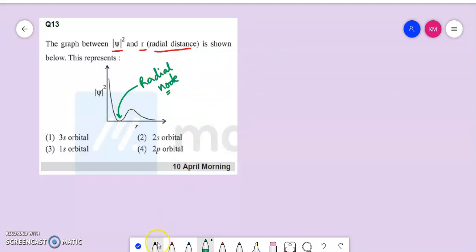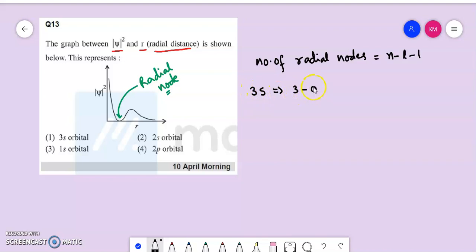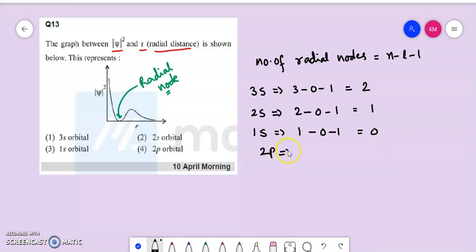What is the formula we have for the number of radial nodes? The number of radial nodes is equal to n minus L minus 1. First orbital, 3s: n value is 3, L value is 0, so the number of radial nodes is 2. Next, the 2s orbital: 2 minus 0 minus 1 is equal to 1. Third option, the 1s orbital: 1 minus 0 minus 1 is equal to 0. Next, the 2p orbital: 2 minus 1 minus 1 is equal to 0.